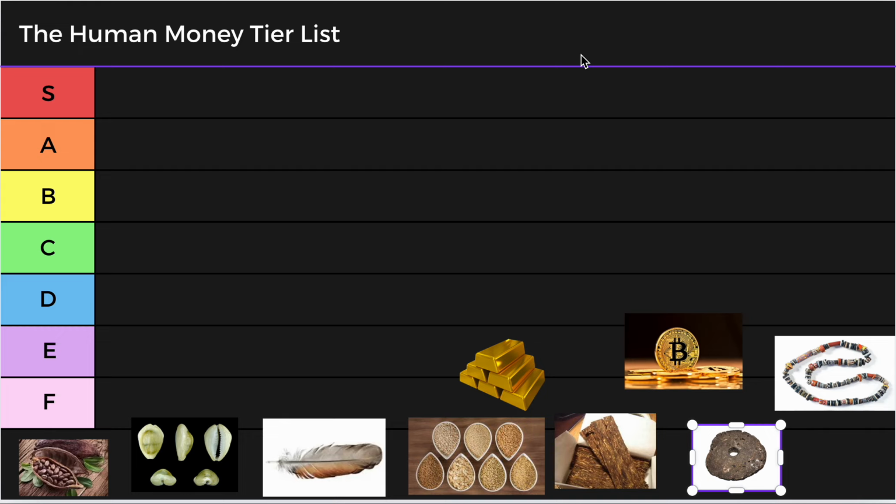And today we're going through the human money tier list. So these are a few of the different types of money that humans have used throughout history, and we're going to rank them S tier to F tier.